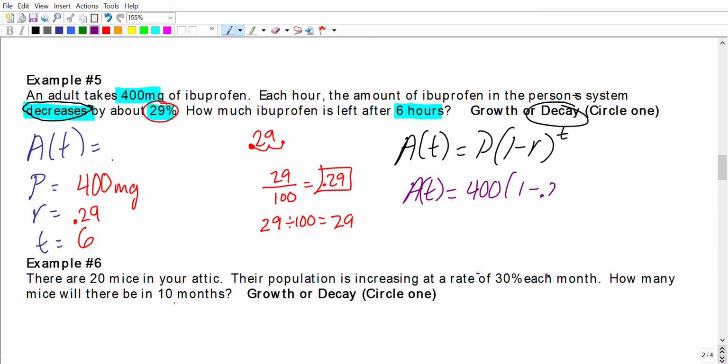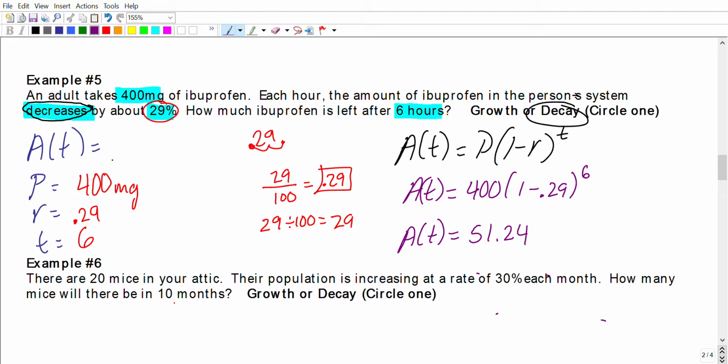400 times 1 minus 0.29 raised to the 6th. Once again, I'm going to type that all into my calculator and see what I get. So 400 times 1 minus 0.29 raised to the 6th power. If you guys have similar answers to what I have, this is what you should have. You should get A of t equals 51.2. I'm going to round it to the nearest hundredth.